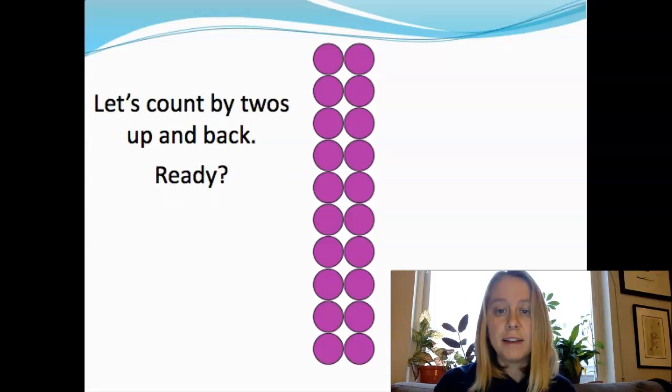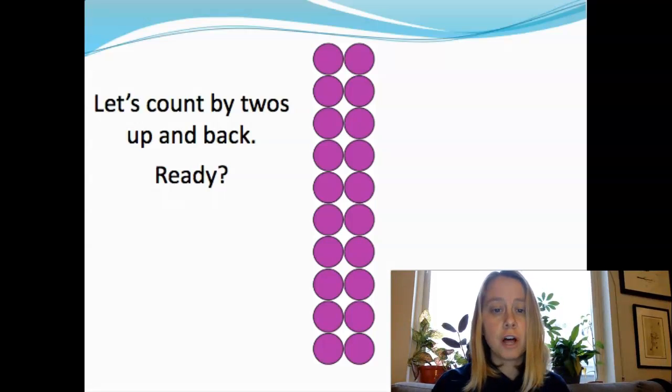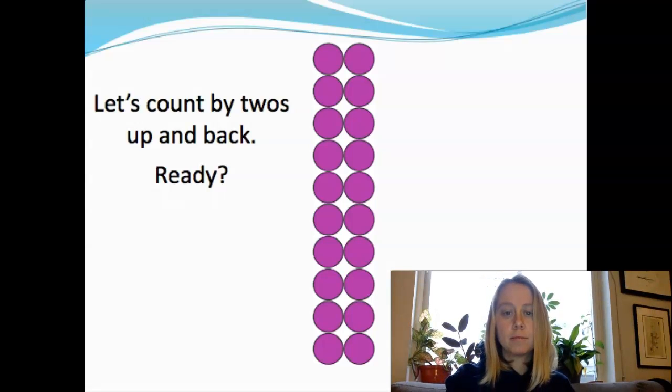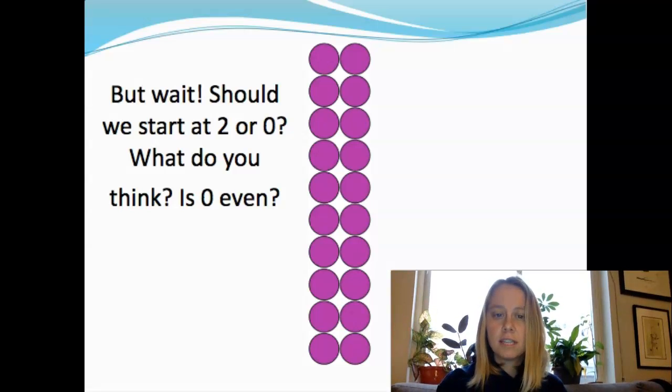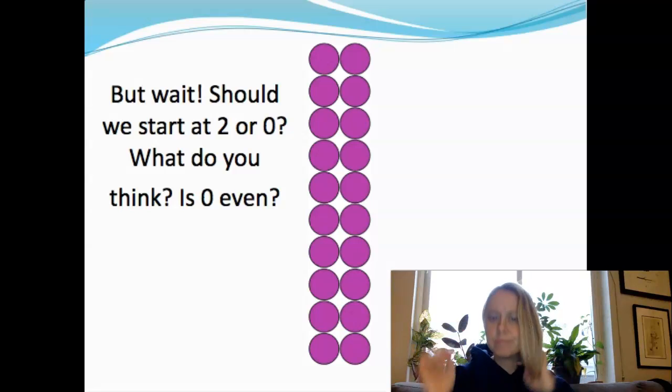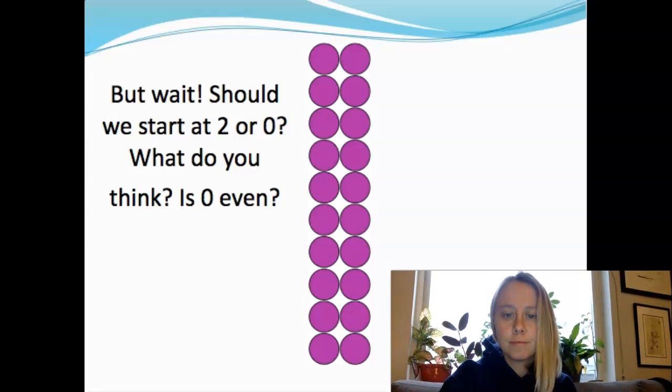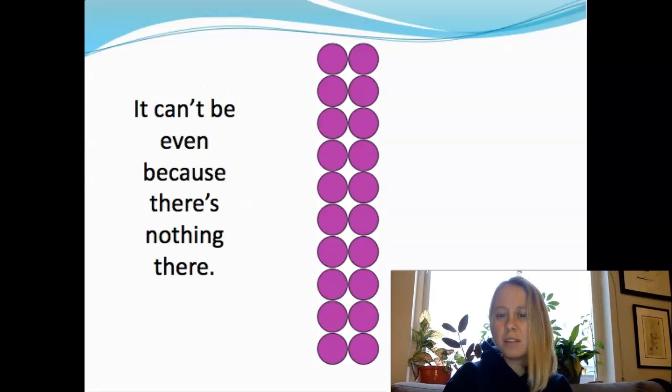This is what you should have gotten. I have 2 rows of 10. We're going to count by 2s all the way up and back. But wait, should we start with 2 or should we start with 0? What do you think? Is 0 even? It can't be even because there's nothing to pair it up with, right?